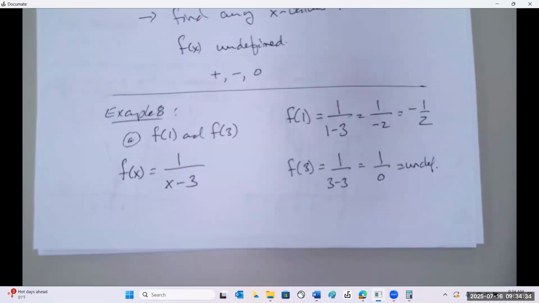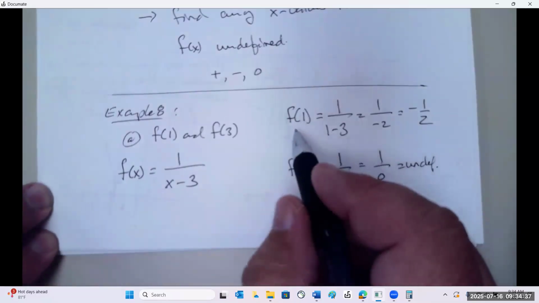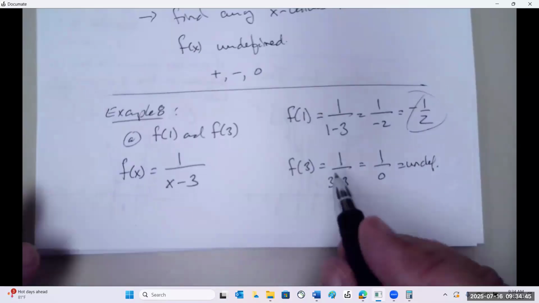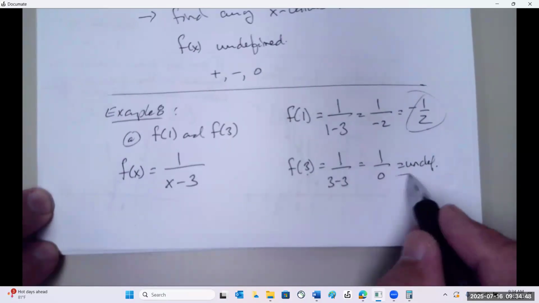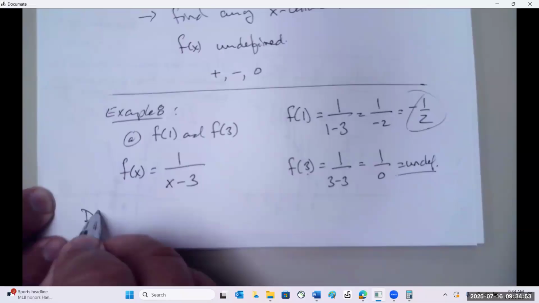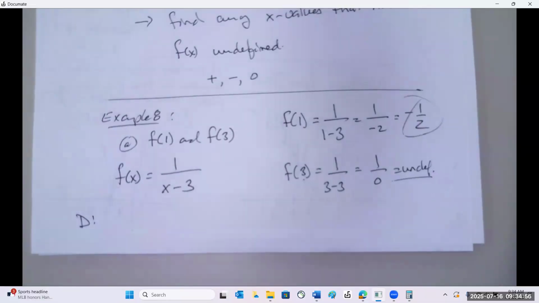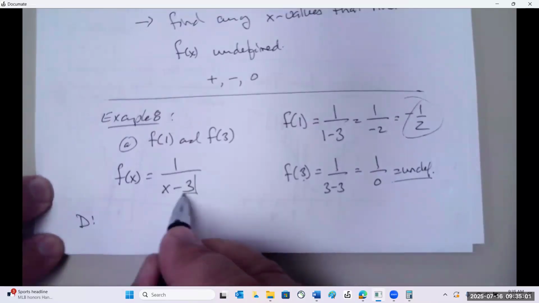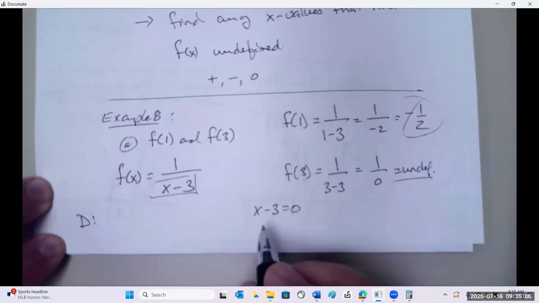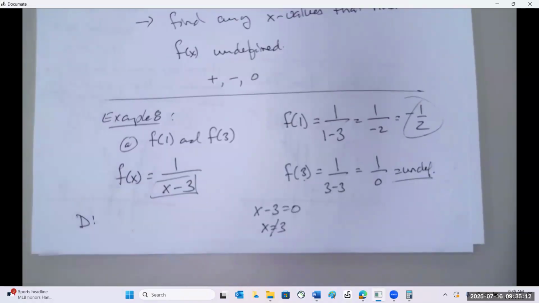So what does it tell us? Is 1 in the domain? Yes, it is. If it's in the domain, then it'll give you an answer. 3 is not in the domain because it's going to give us undefined. So in this one, what is the domain of our function? The only x we cannot use is what? Since we have a fraction, we take the bottom equation and set it equal to 0. That's the only x value we cannot use.